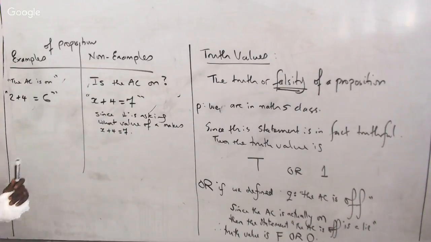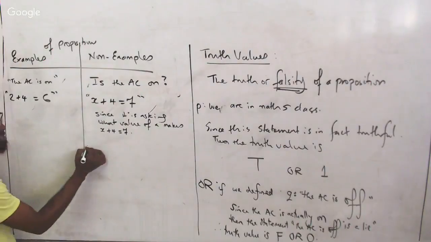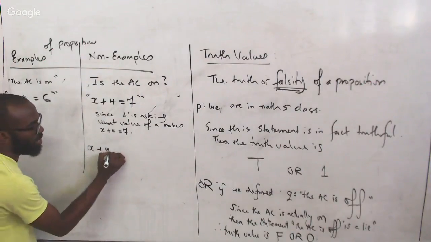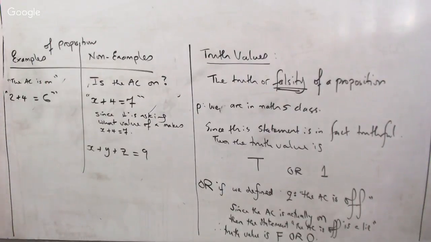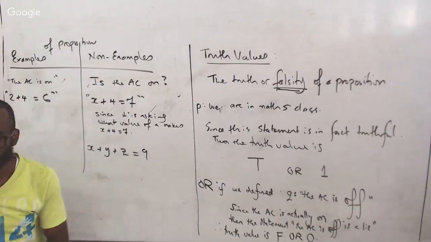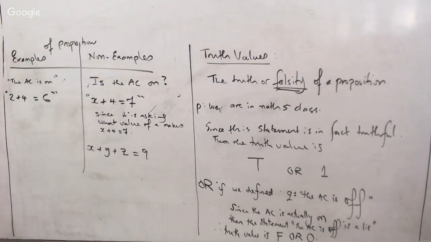So anything with variables, it is clear that x plus y plus z equal to 9 is clearly not a proposition because there are 3 unknowns. That's what we need to find. And remember, it can be true in one case and false in the other, which defies the definition of a proposition. That's all.